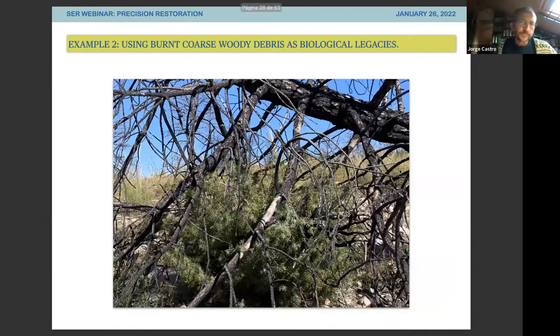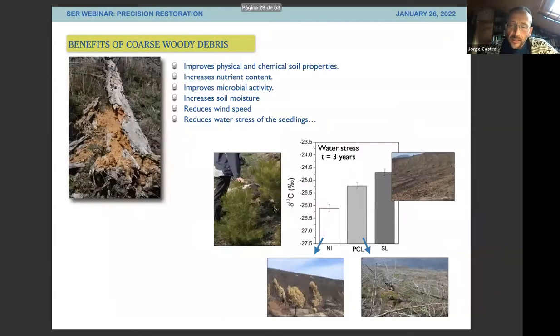What about using barbed coarse woody debris as biological legacies for restoration? This is a burnt tree, a pine that fell and is protecting from herbivores and also is providing better microclimatic conditions for the growth of this juniper. Deadwood is a wonderful biological legacy for many reasons. In the case of burnt wood, the wood could be dead for other reasons, okay?